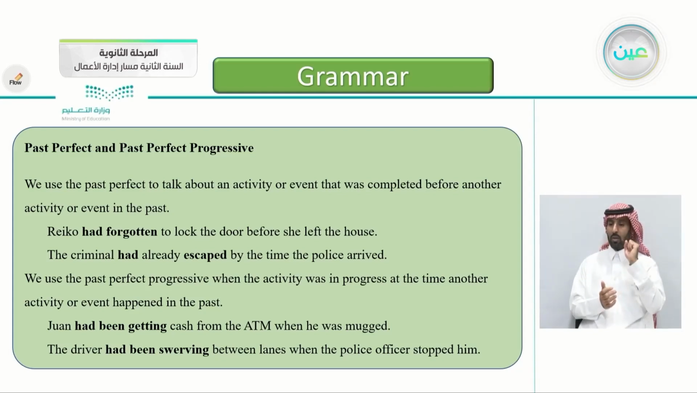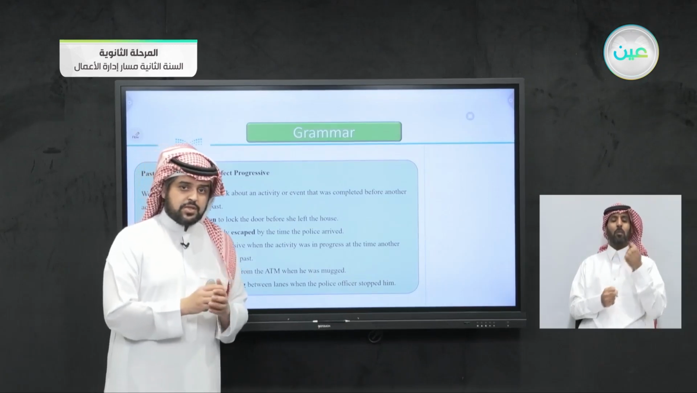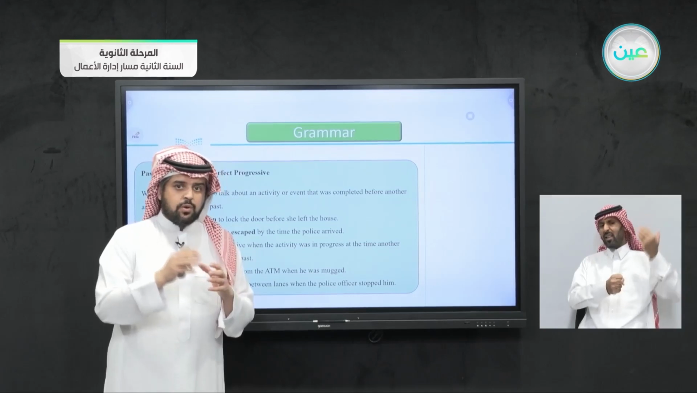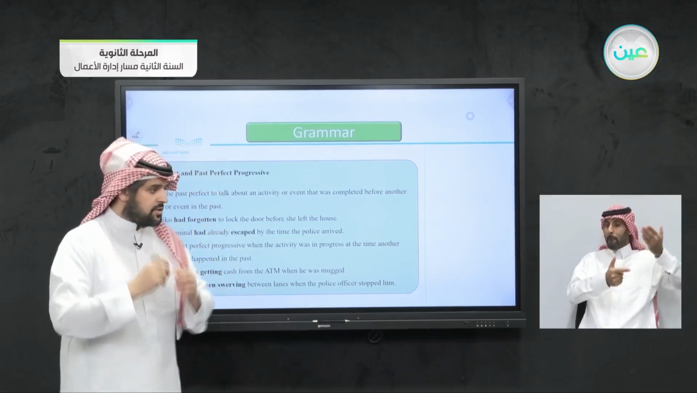We use the past perfect progressive when the activity was in progress at the time another activity or event happened in the past. So again, we're talking in the past. We have two events. One was happening while the other one was happening. So they are crossed here.